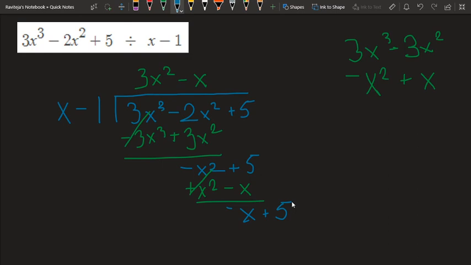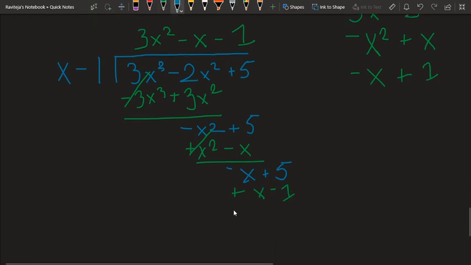So now we want to get rid of our last x term, which is negative x. So x times what equals negative x, and that is just negative 1. So now we multiply x plus 1 by negative 1, which would be negative x, and negative 1. We switch around the signs for that, and then we get plus x plus 1. And then after we do that, these two would cancel out, and then 5 minus 1 equals 4. So that means for this problem, our answer is 3x squared minus x minus 1 with the remainder of 4.